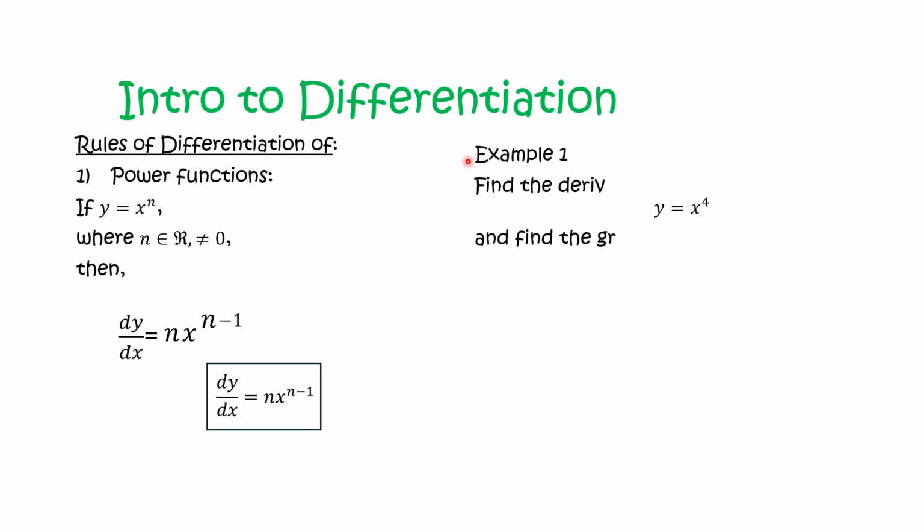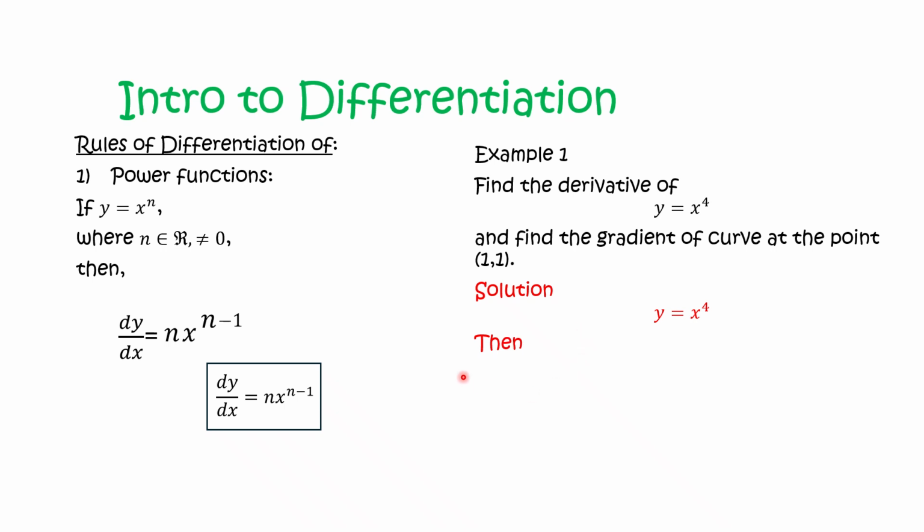Let's look at the first example. Find the derivative of y equals x to the 4 and find the gradient of the curve at the point 1, 1. The solution. Y equals x to the 4. Then dy dx, we drop the power, which is 4, multiply it with x to the 4 and subtract the power by 1 so that we have that. Simplifying that, dy dx is equal to 4x cubed.